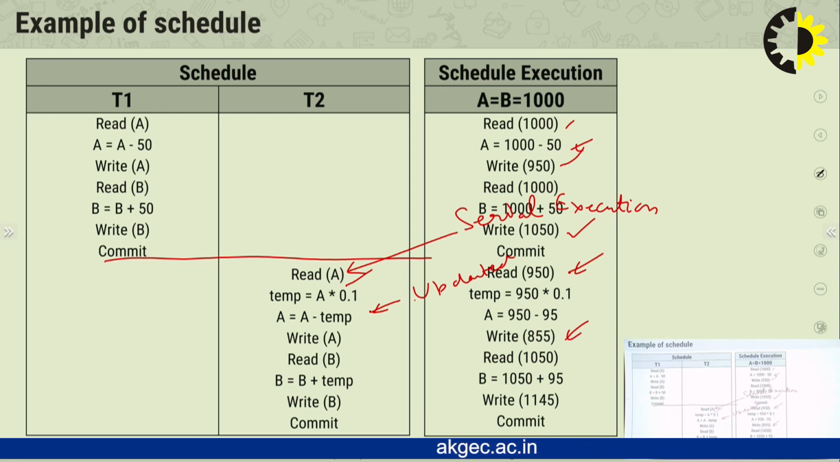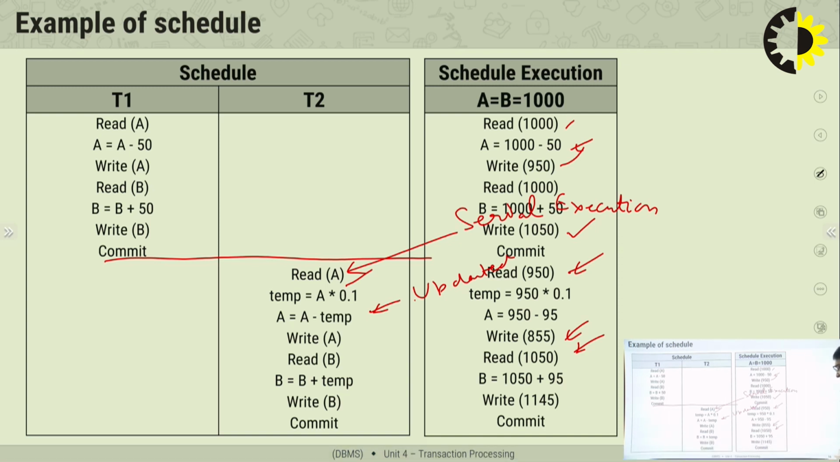So what is the value of B being read? That is 1050, the value of B being read. Now the value of B equals 1050 plus 95. So this is the final value of B.